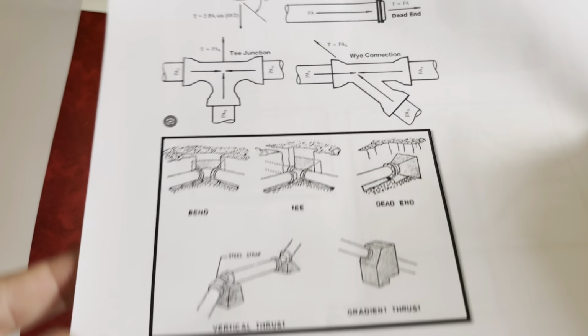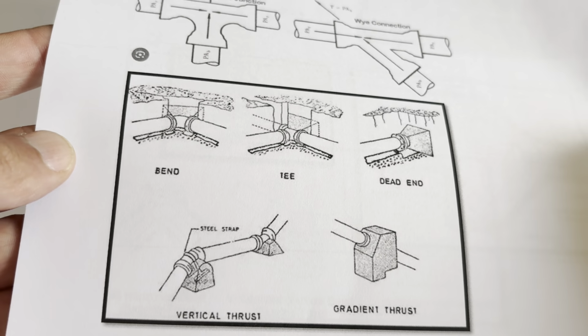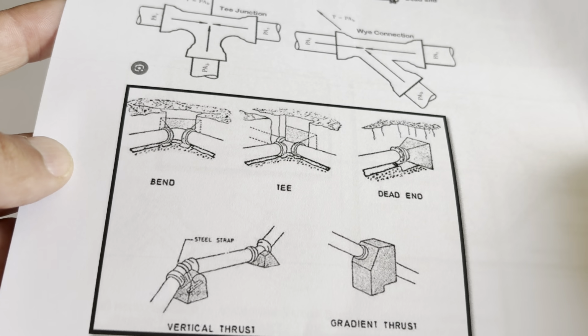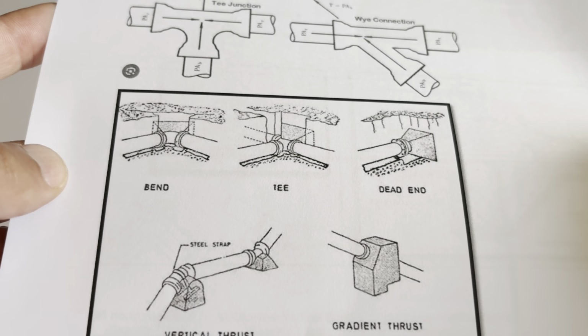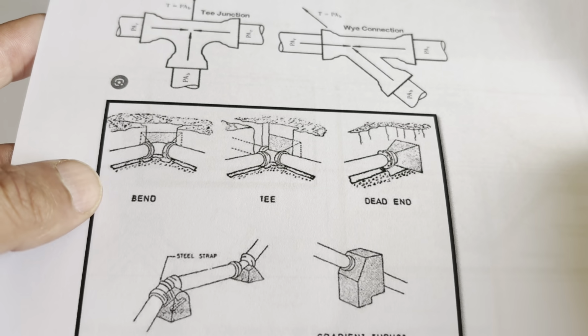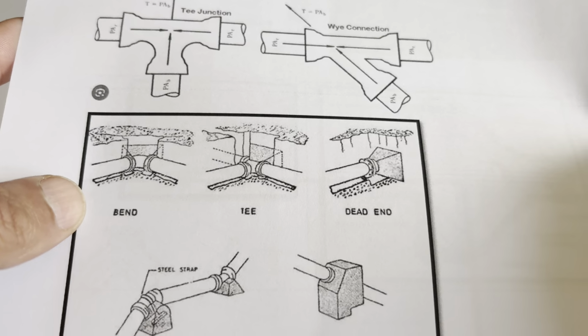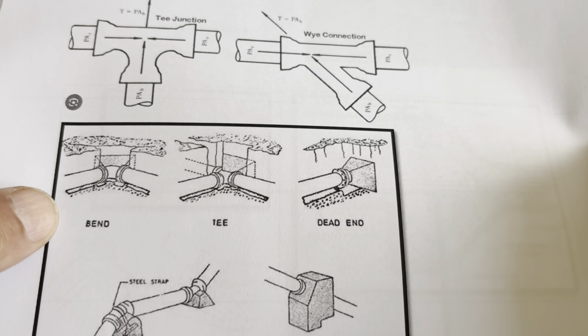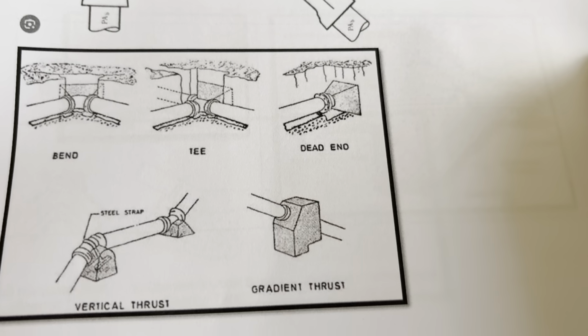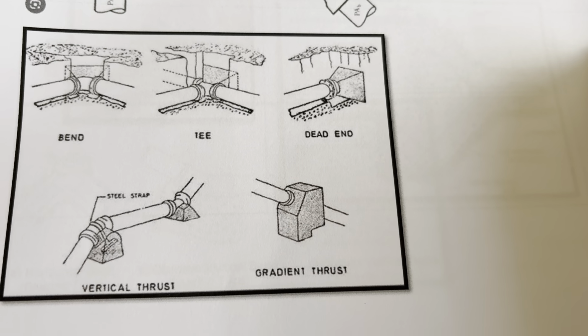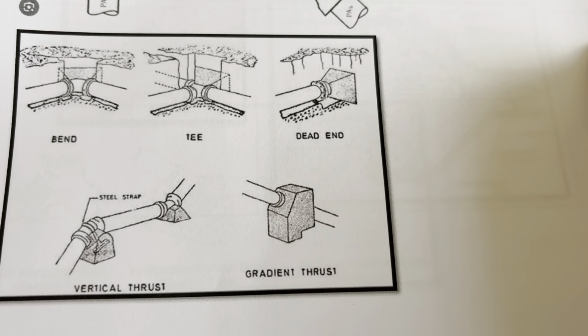And here at the end we have different scenarios for the thrust block to take this load. Top left is a normal bend, second one is a T-section, third one, on the right-hand side, is a dead end, and the bottom left is a vertical thrust load.